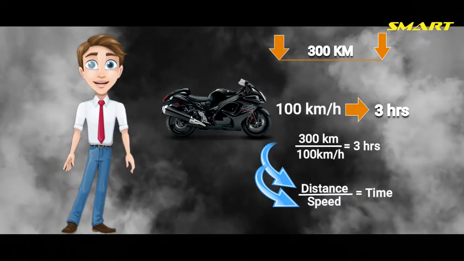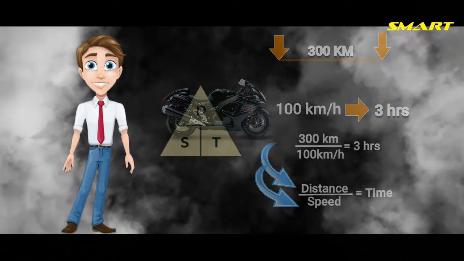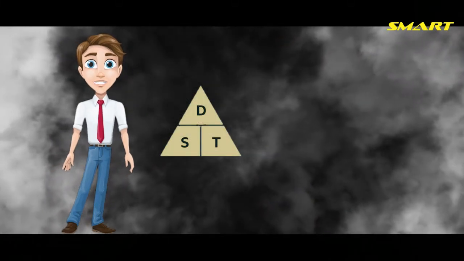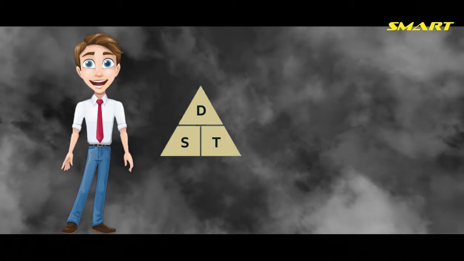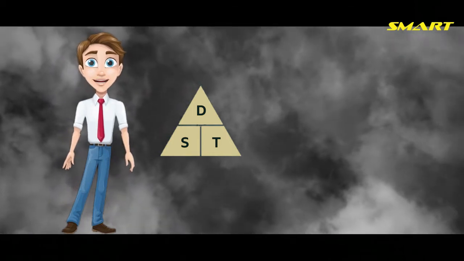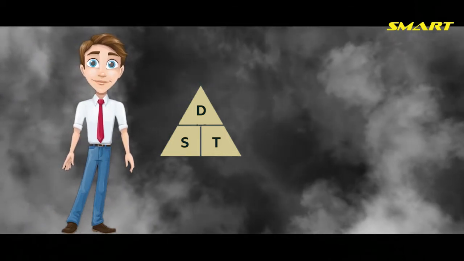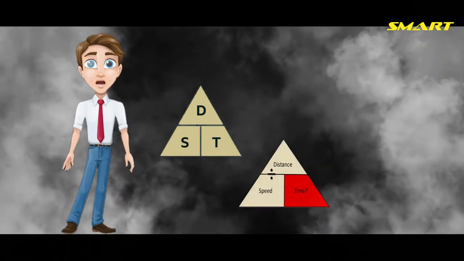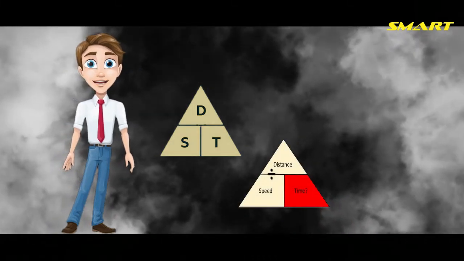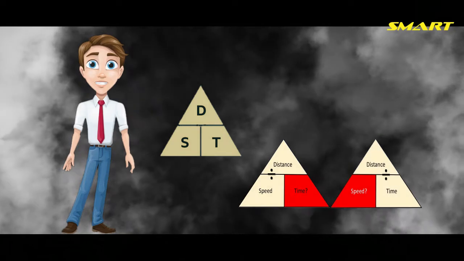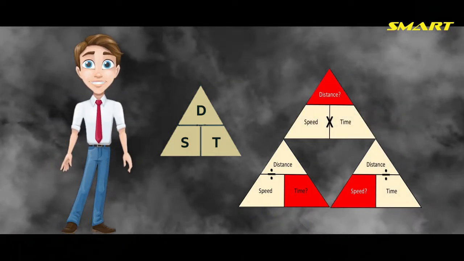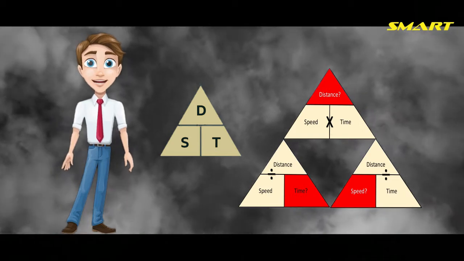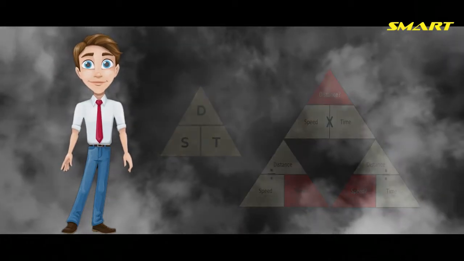If we represent the same equation in a triangle, it will be like this. Here D is distance, T is time and S is speed. From this triangle, we can find 3 equations: time equals distance by speed, speed equals distance by time, and distance equals time into speed. Try to remember this triangle when you are solving the questions, okay?